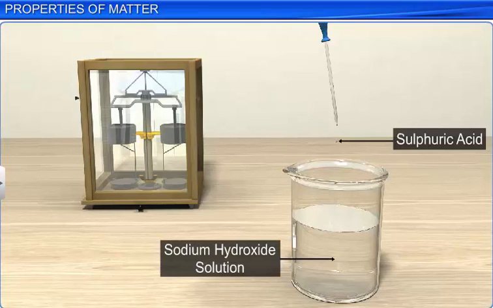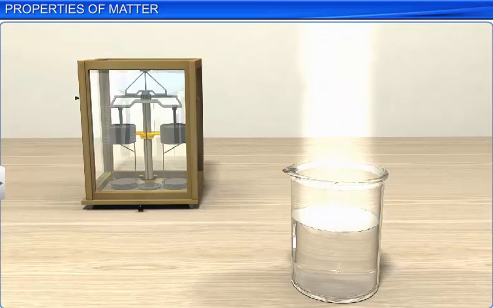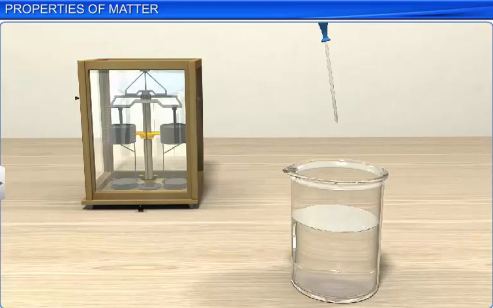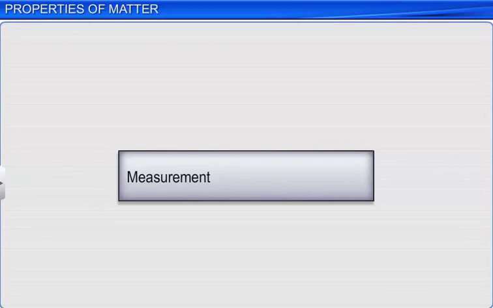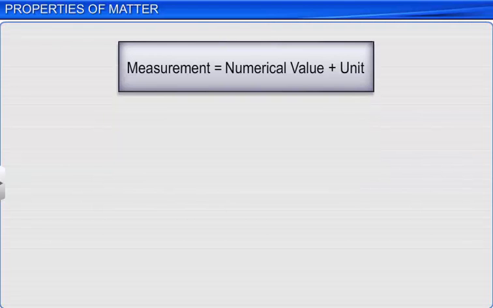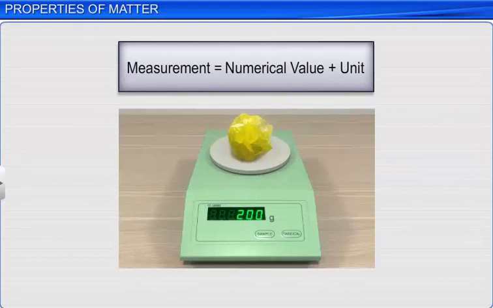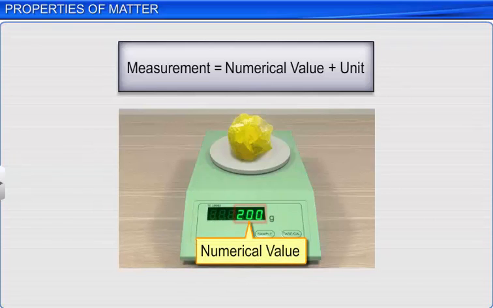When performing a chemical experiment, scientists study the properties of substances. This involves measuring the quantitative properties of a substance. A quantitative measurement comprises a numerical value and a unit. For example, this block of sulfur weighs 200 grams. Here, 200 is the number and grams is the unit.